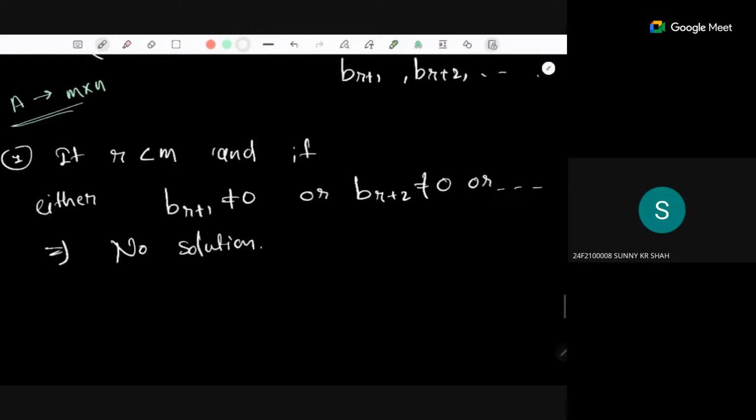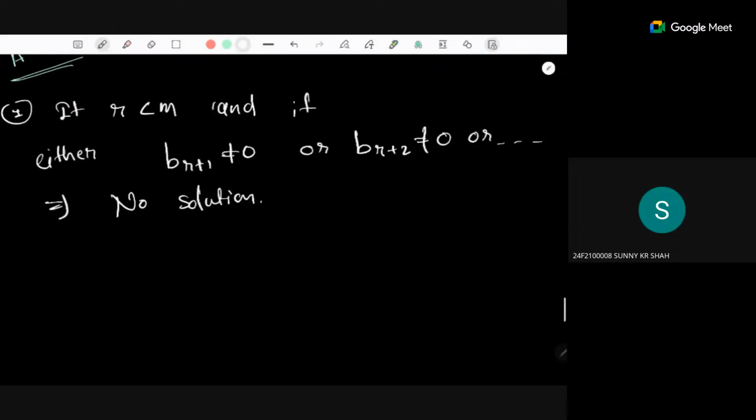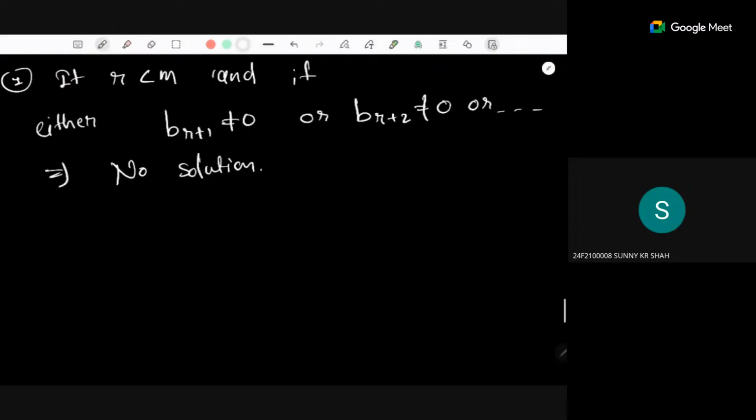Because what is happening here, we are getting 0 equals a non-zero thing, something which is not 0. So that's why in this case we have no solution. So it's the first thing. First thing is, if the value of r is strictly less than the value of m, and among the constants related to the 0 rows at least one constant is not equal to 0, then in this case we can say that the system has no solution.